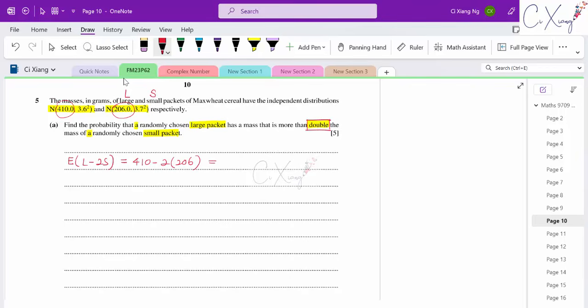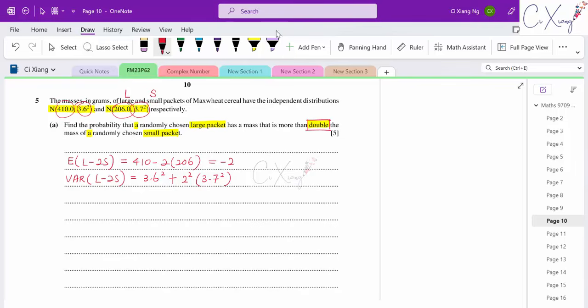If I try to simplify this value, I will get negative 2. For variance, I'm having L minus 2s also. To calculate the variance for L minus 2s, I will take variance L, which is 3.6 square. For variance, there's no negative, therefore we are always having a plus sign. And then for the variance of 2s, if I want to pull the 2 out from the variance, I need to square it. So I'm having 2 square with the variance of small packet, which is 3.7 square.